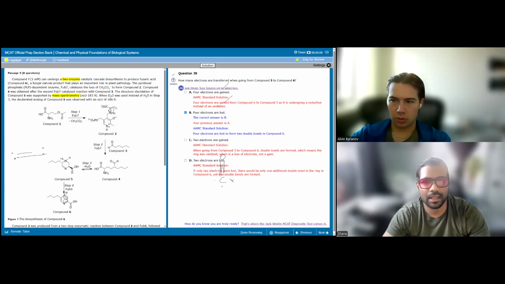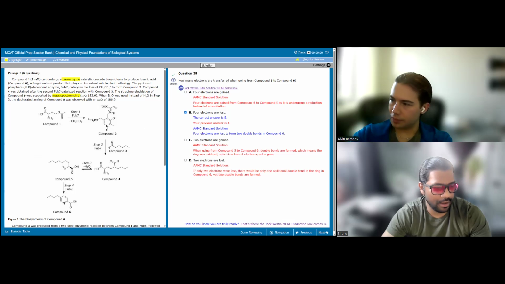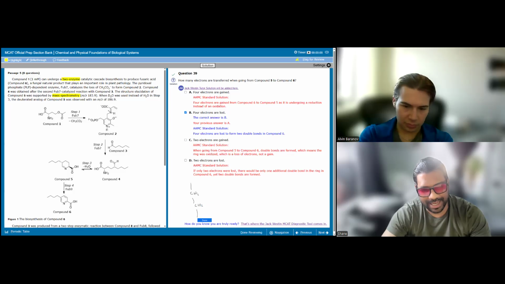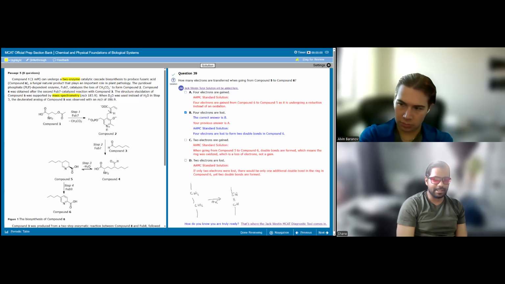Oh yeah. When you have an alkene like this and you oxidize it, you'll get this. So you have the loss of two hydrogens in this oxidation, which also means, since it's oxidation, that you're having a loss of electrons. So that's how I was able to determine that electrons will be lost in order to form these double bonds.